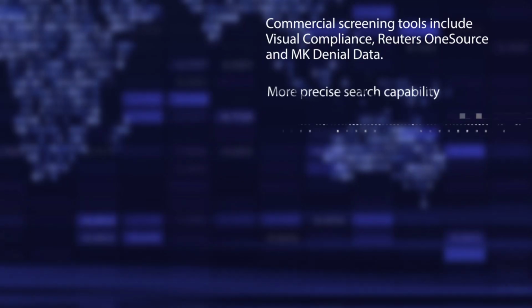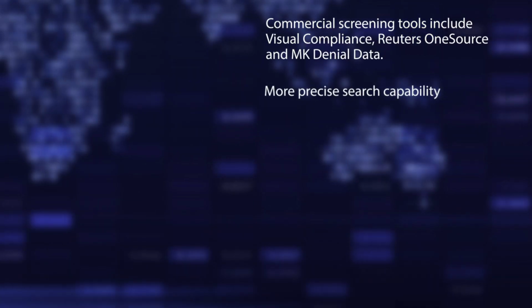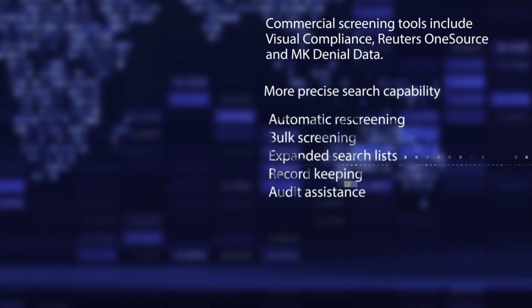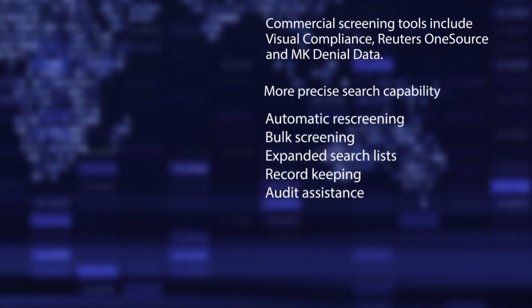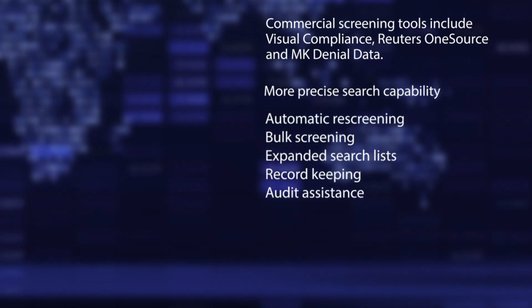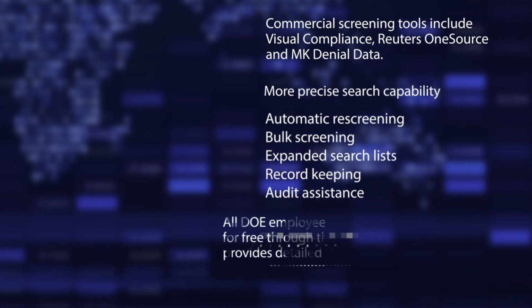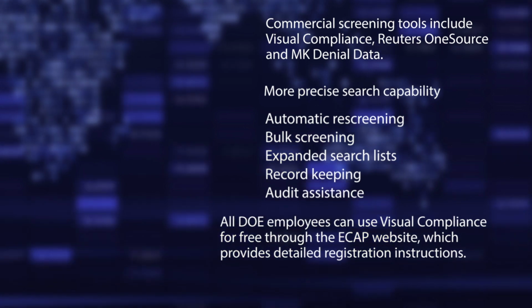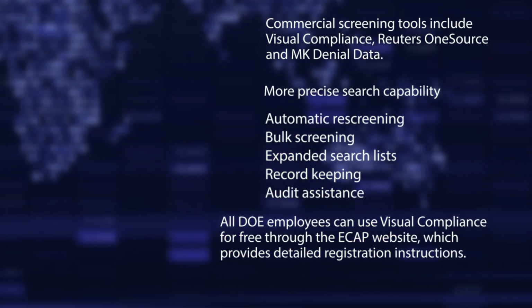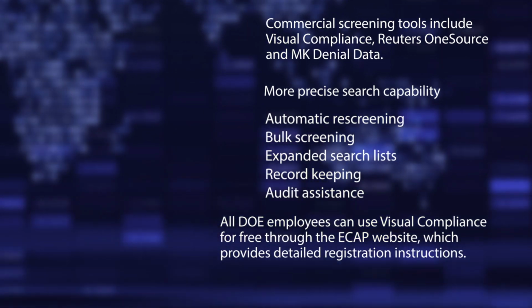Commercial screening tools such as Visual Compliance, Reuters OneSource, and MK Denial Data require paid subscriptions. However, they offer more precise search capability and include additional features such as automatic rescreening, bulk screening, expanded search list, record keeping, and audit assistance. All DOE employees can use Visual Compliance for free through the ECAP website, which provides detailed registration instructions.